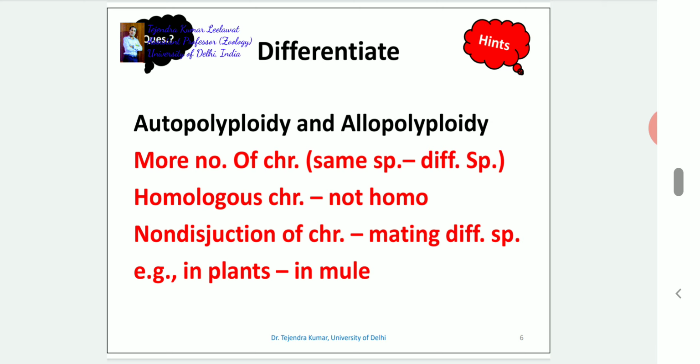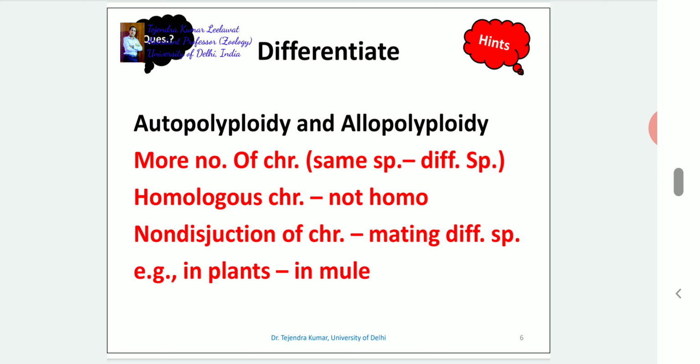So autopolyploidy is generated by homologous chromosomes. You might now understand why: because they are present in the same organism, same cell. But allopolyploidy is not generated by homologous chromosomes, because these are not present in the same organism. They are present in different organisms.